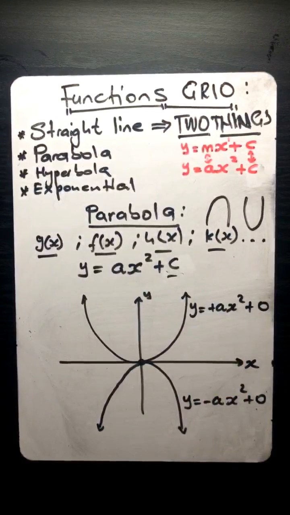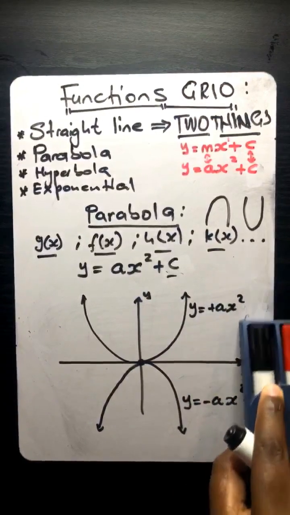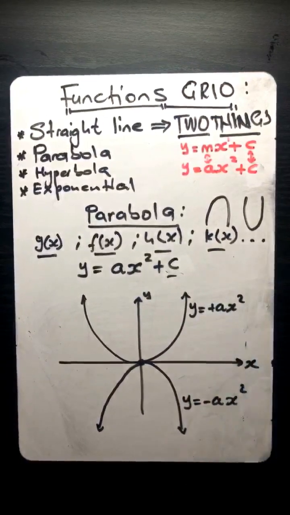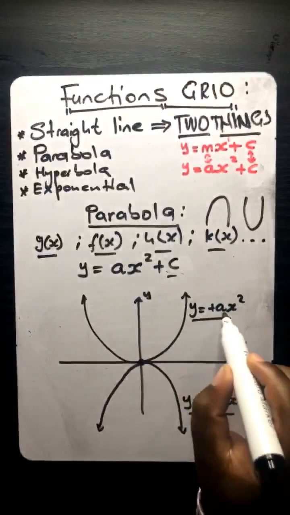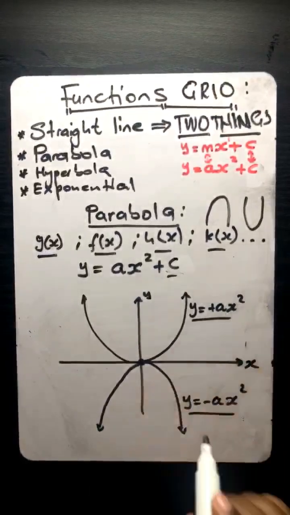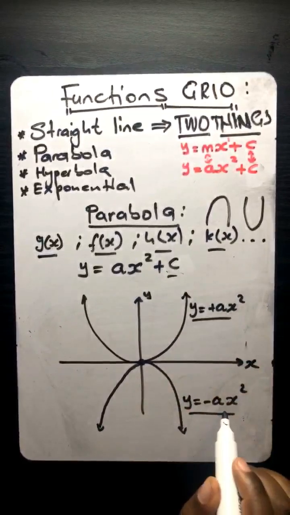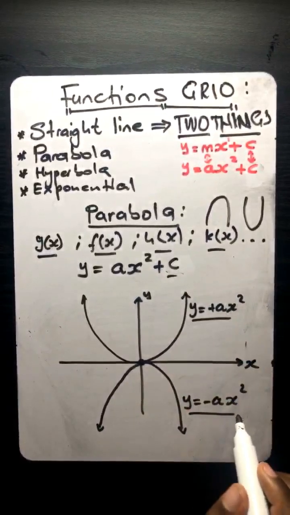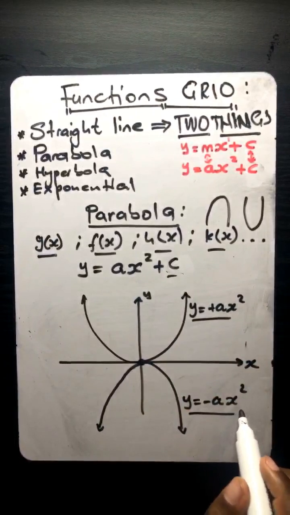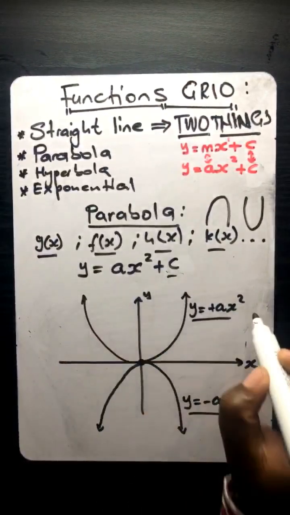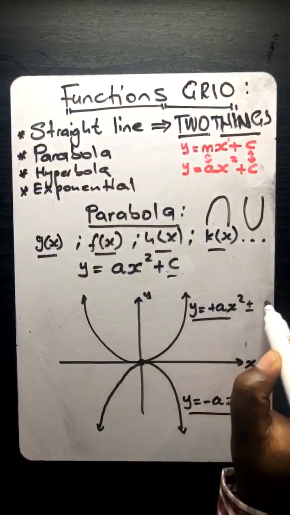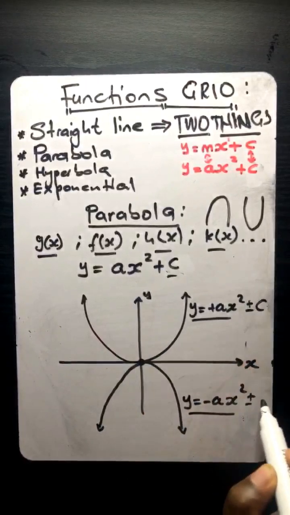So because it is just 0, we can just remove it and leave it as it is. That means the moment you see ax squared, it's a parabola. Whatever negative value x squared is a parabola. So what happens is this parabola shifts vertically, either up or down.